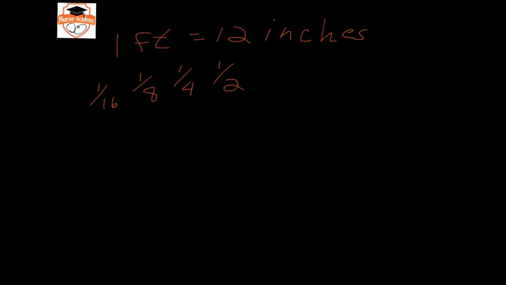Well, when we talk about 1 foot, it has 12 inches. When we look at our ruler, the ruler usually has measurements in sixteenths. So you would have 1/16 of an inch, 1/8 of an inch, then 1/4 of an inch, then 1/2 of an inch, and so on. But in the metric system, we actually don't have anything but 10.